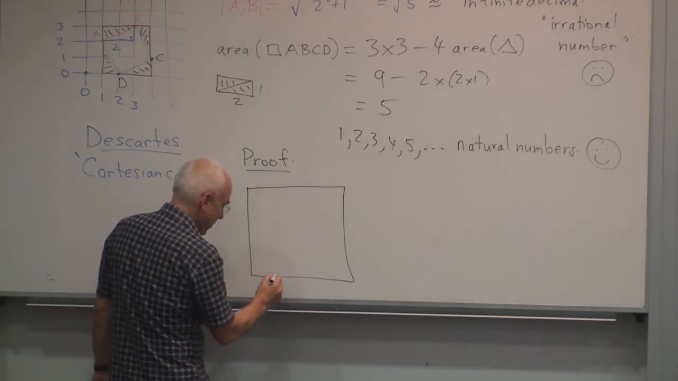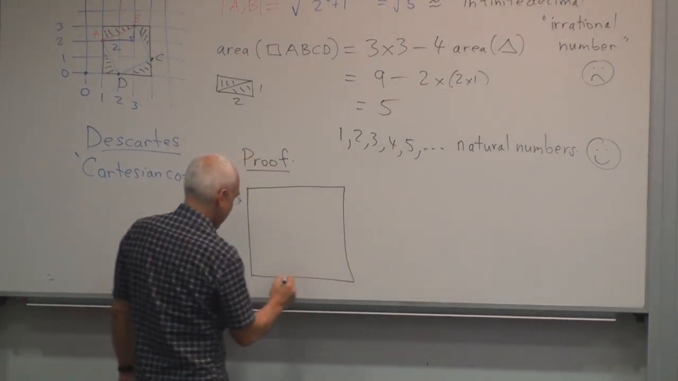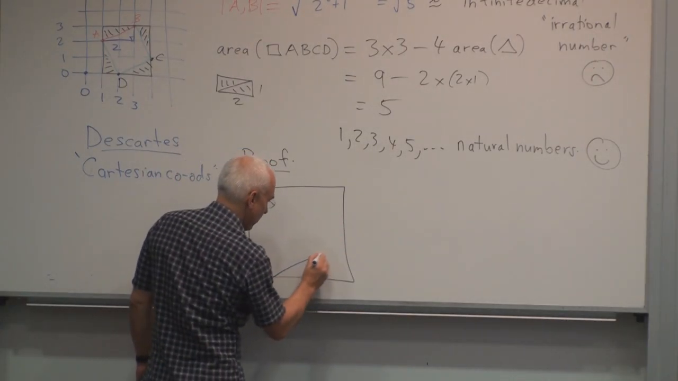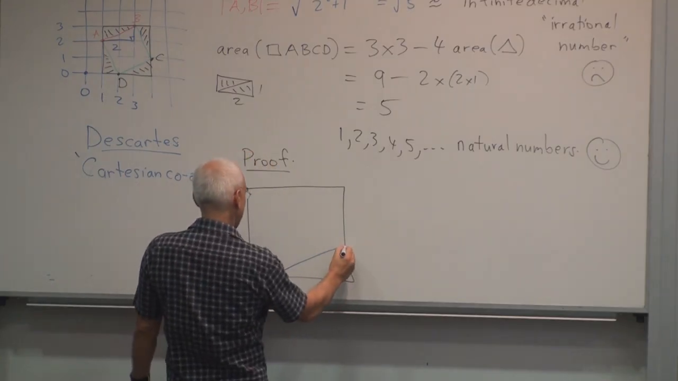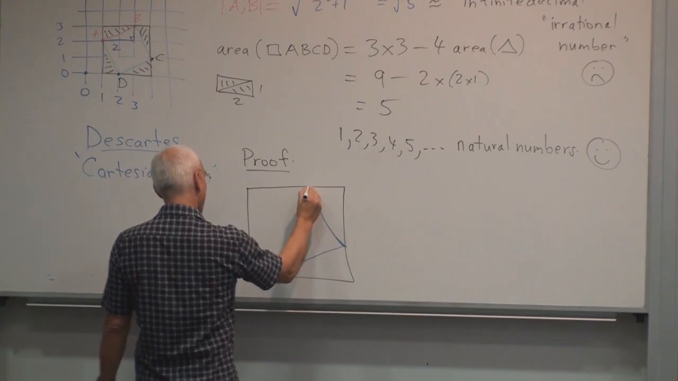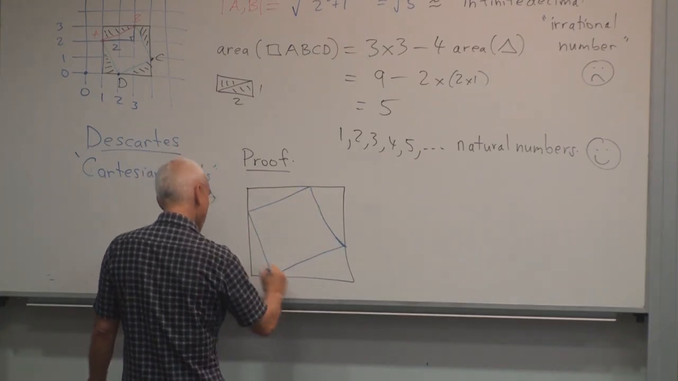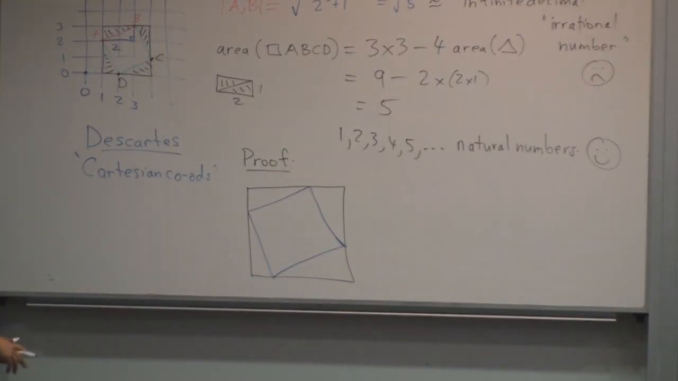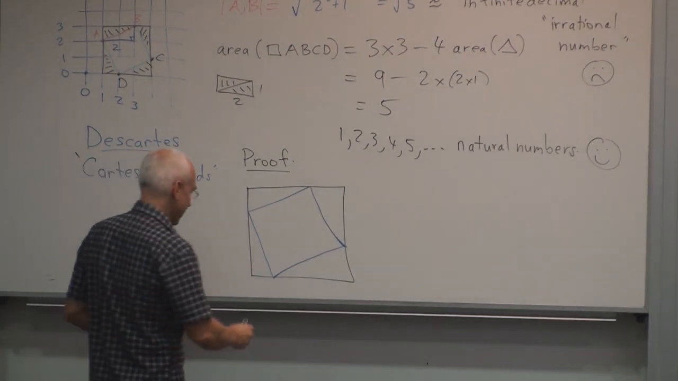So we're going to take a square, and we're interested in some right triangle. So that's supposed to be a square, and that's supposed to be a square inside the original square. Remember, it doesn't look too square, but that's supposed to be a square inside another square.